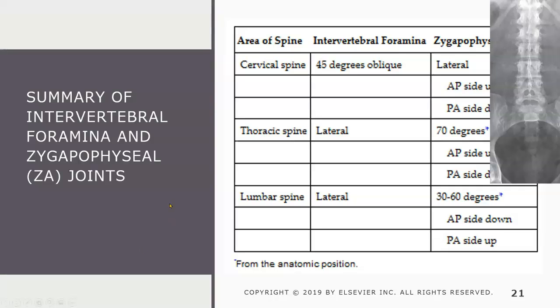So, starting off with the cervical, to look at the intervertebral foramina, we have to rotate the patient 45 degrees. And whether we do it AP or PA depends on what side we're looking at. Know that. So if the patient is placed in an LPO with a 15-degree cephalic angulation, what side are we looking at?